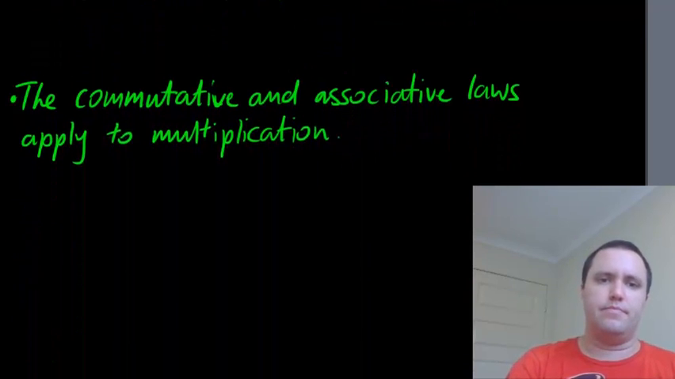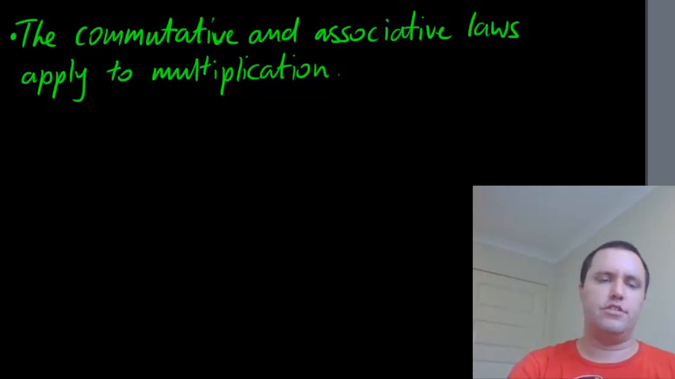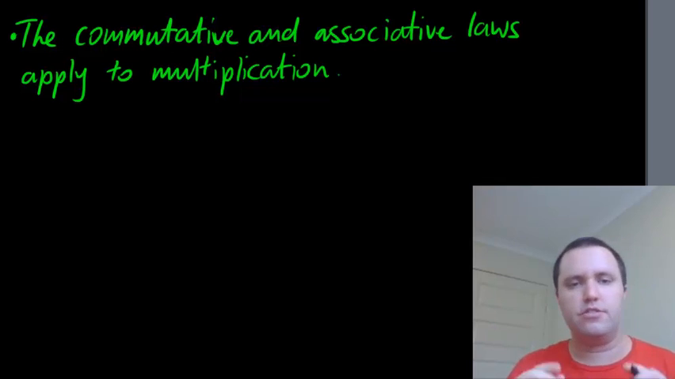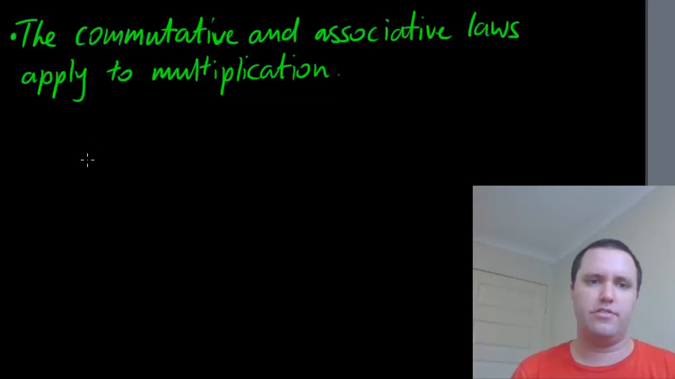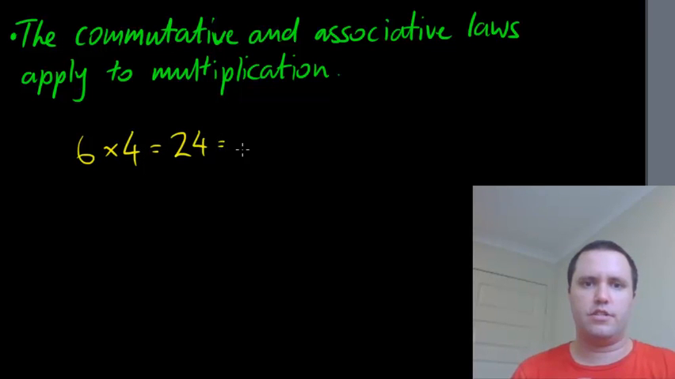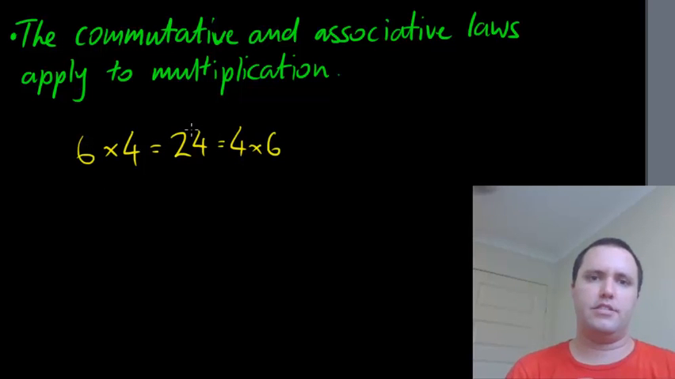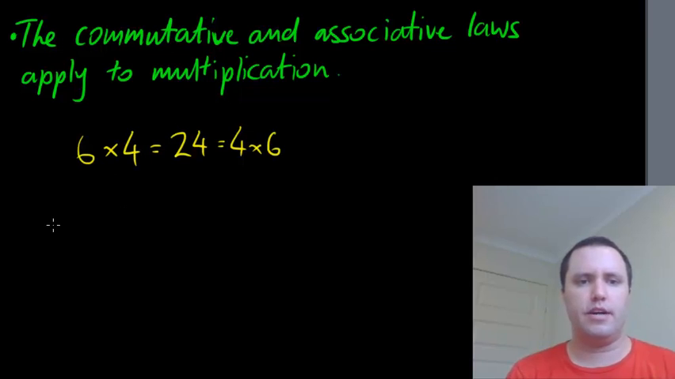Right. Now the commutative and associative laws that you might have remembered from the last video, they do apply to multiplication. So for instance, 6 times 4 is equal to 24, which is the same as 4 times 6. Okay, so that's your commutative law. You can shift them around. The associative law also applies.